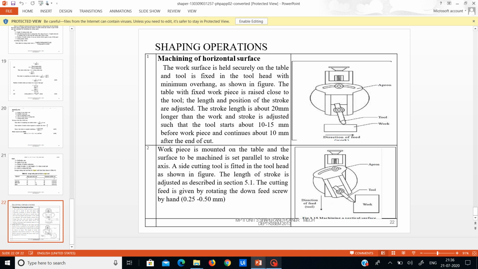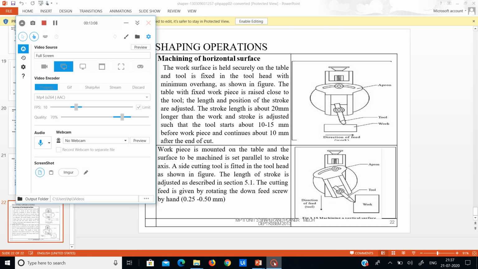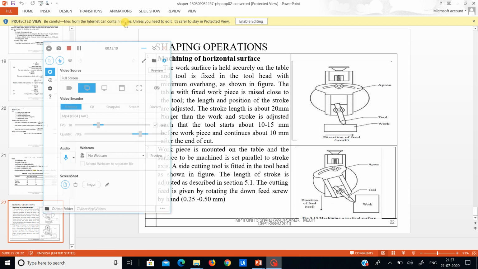To do the vertical work, see here, the tool head is tilted to some angle. But for horizontal work you need not tilt the angle. Only in vertical work do you need to tilt the angle. In horizontal work you can make the cut directly, you need not tilt it.